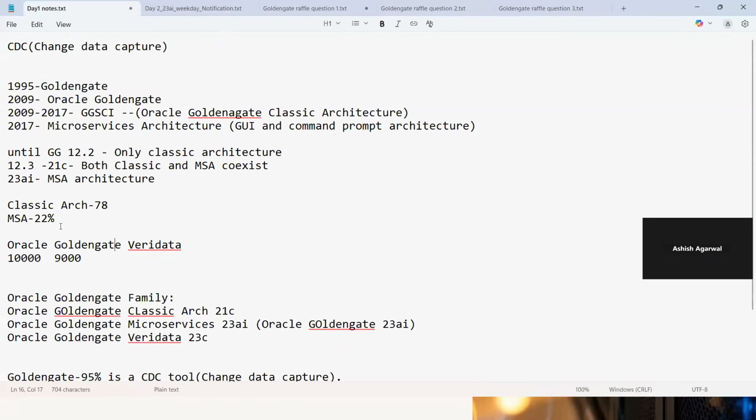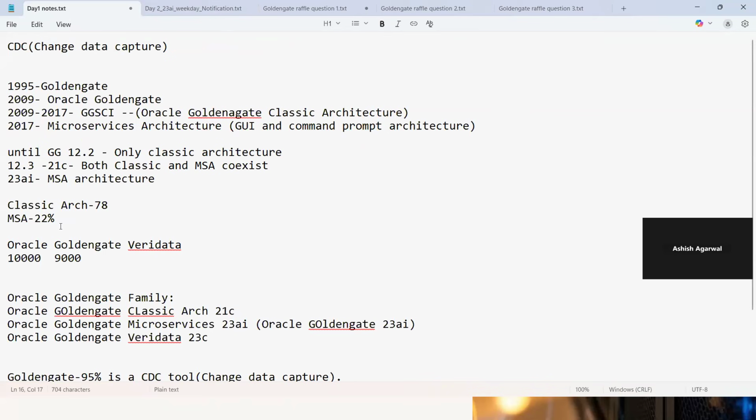So now, the Oracle GoldenGate family. We discussed what is classic and what is microservices. From 23ai onwards, it's only microservices architecture. And I've rebranded this microservices architecture course as 23ai. So 23ai basically means it's on microservices architecture only.